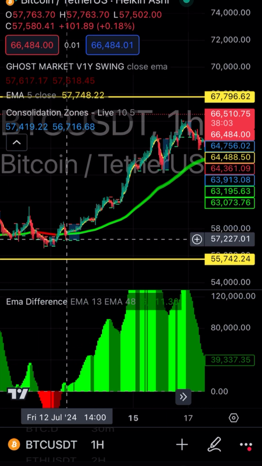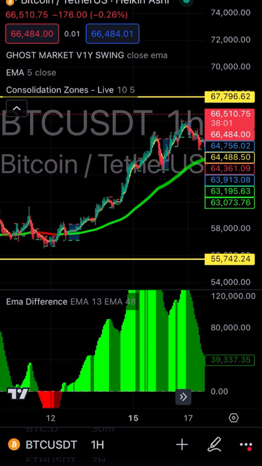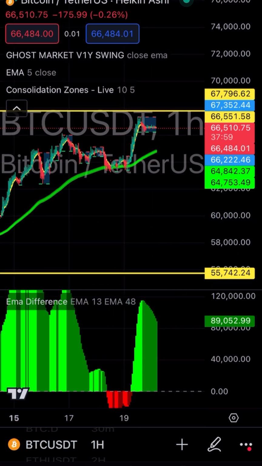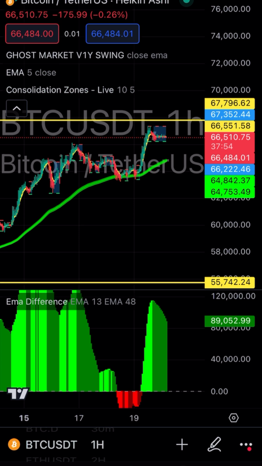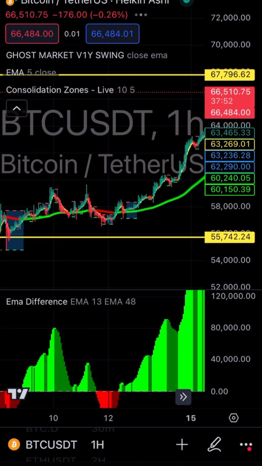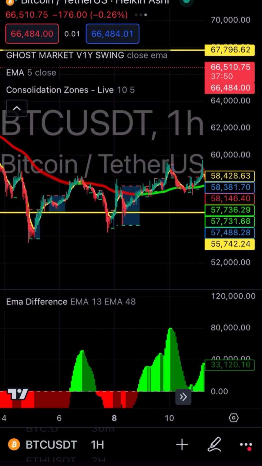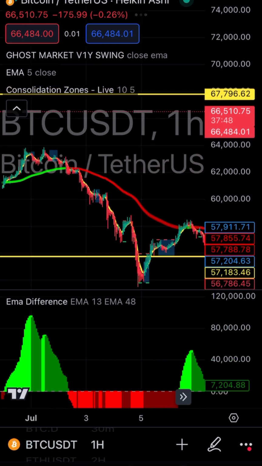We saw it cross right here, but you would have had to wait a while for this move. And depending on if it comes back down again, you'll have to wait a while for it to cross back down. So the longer you go in time frames, the longer you have to wait. Let's just see another example.